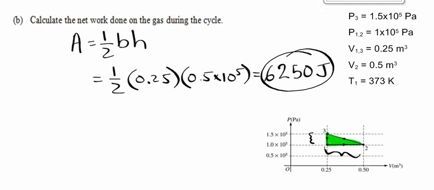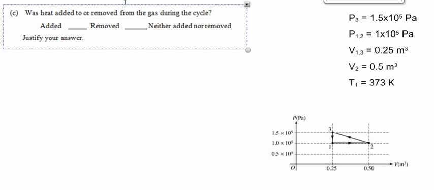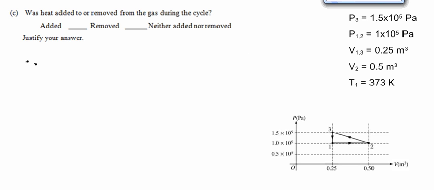Okay, moving on to part C. Part C asks, was heat added to or removed from the gas during the cycle? And then you have to justify your answer. This is really going to be a hang-up for a lot of people, so I'm going to try to give you some tips here. The correct answer is heat has to be removed from the gas during the cycle.